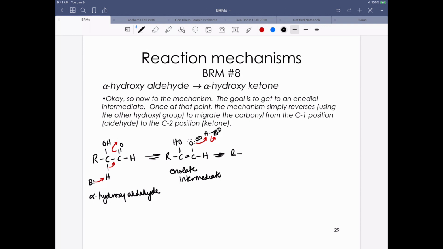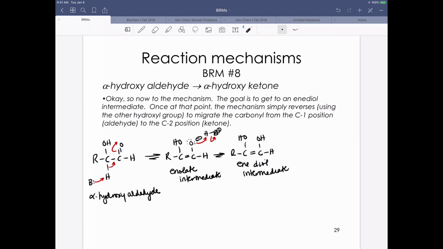So we generate an enediol intermediate. So a couple of things just to highlight here, right? This is called an enediol. The ene referring to the alkene functional group, the diol referring to the fact that we've got two OH groups.